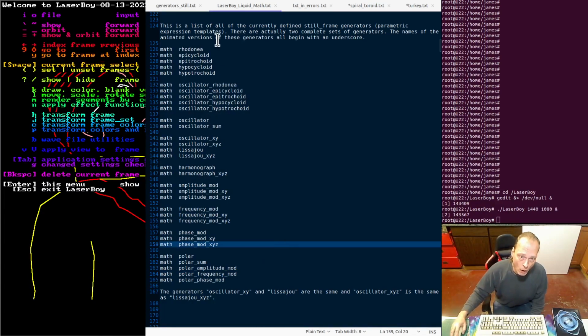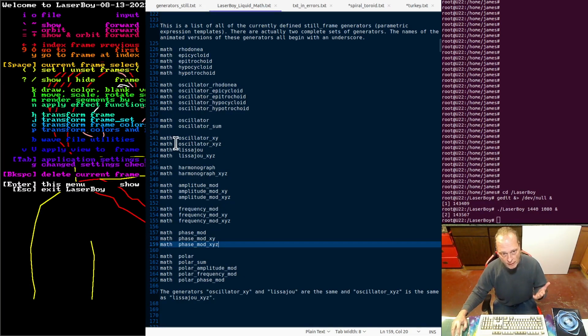All right. All of these also have corresponding underscore generators, and all of these that begin with an underscore create animated frame sets of these parametric expression templates. Okay?